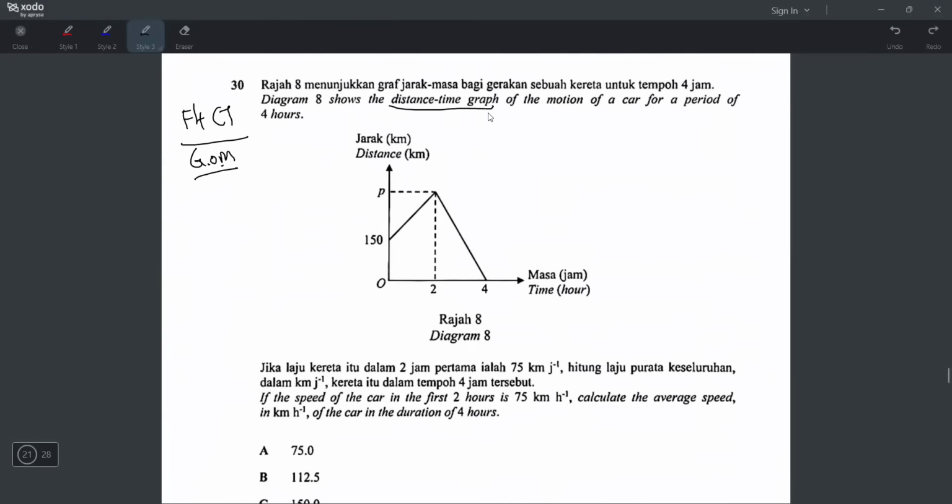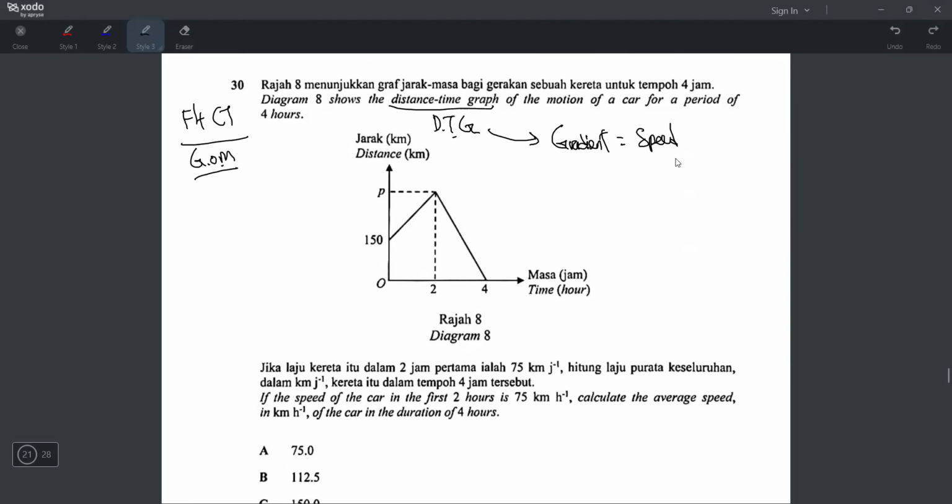Diagram 8 shows the distance time graph. So it's a DTG, distance time graph, of the motion of a car for a period of 4 hours. For DTG, you need to know one thing. The gradient of the graph will give you the speed. If you don't know this, then it's very hard for you to answer later. What about the area under the graph? The area under the graph will not represent anything, because they will not ask about the area under the graph for a distance time graph. They will only ask about area for the speed time graph.